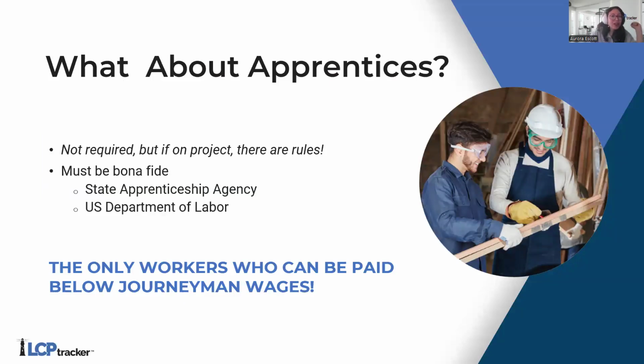But what about apprentices? How do they work? Well, guess what? Not all Davis-Bacon projects require apprentices. Isn't that interesting? However, if you do have apprentices on a Davis-Bacon project, there are some rules on how to manage them. So first off, these apprentices need to be bona fide, meaning they need to be associated with an apprenticeship program that is approved at either the state or the federal level. Okay, and they are the only workers who can be paid below journey worker wages.